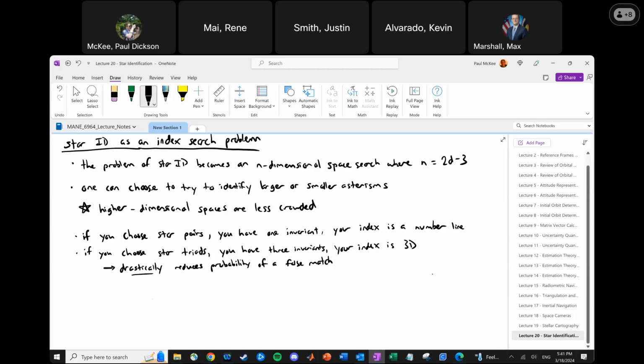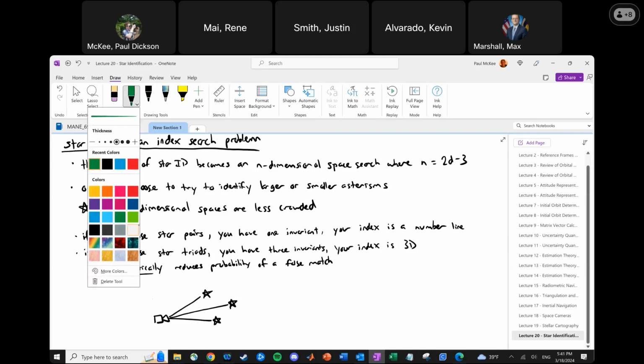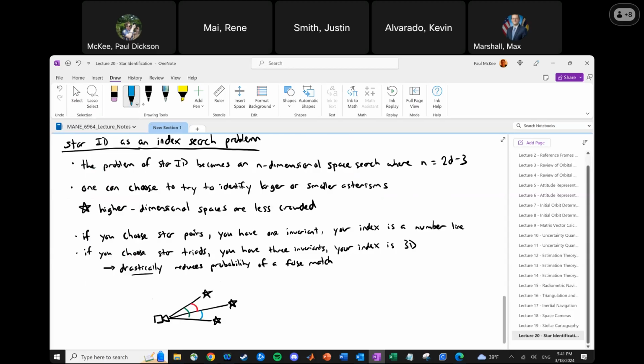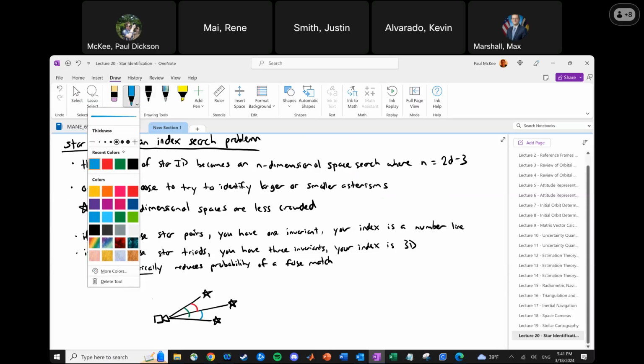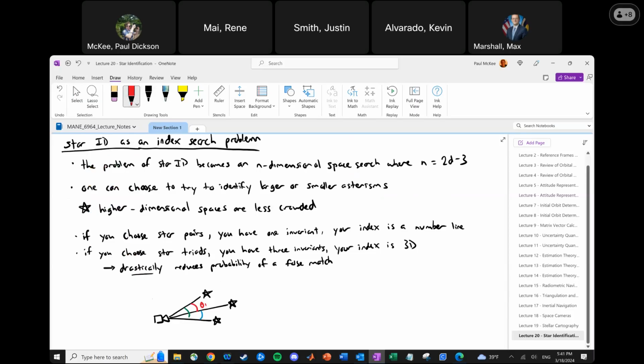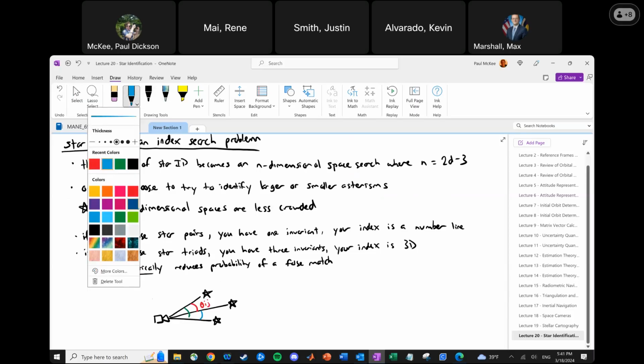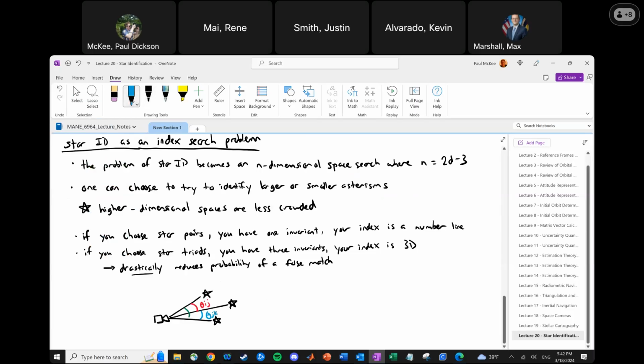Okay, so here's what I mean by this. I like to learn visually. If you've got a star here, and a star here, and a star here, this is going to be a little junior version of the diagram that we just saw before, right? You've got some interstar angle here, here, and here. I should probably label these: theta ij, theta jk, and maybe the green one is theta ki.